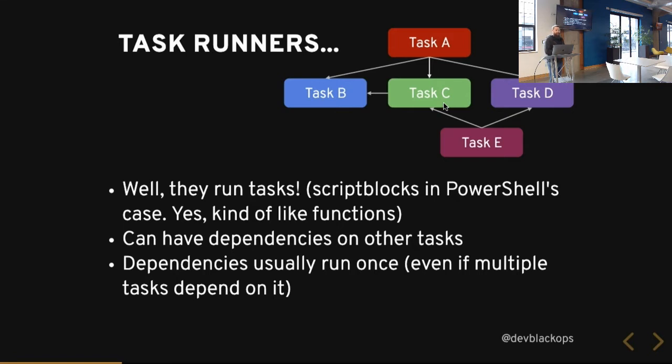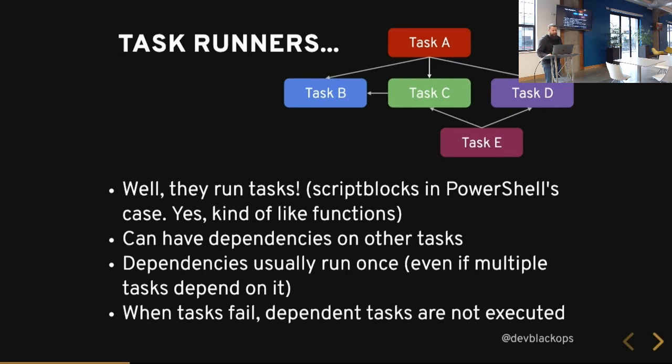Like I said, dependencies usually run once. So in this case, task E ultimately depends on B, and task C also depends on B, but task B is actually only going to execute once. And usually in these task runners, when a task fails, the whole series of steps fails. This is useful in a CI/CD type scenario where you're compiling code and testing it. You just want to stop the process if tests fail or some condition is not met.